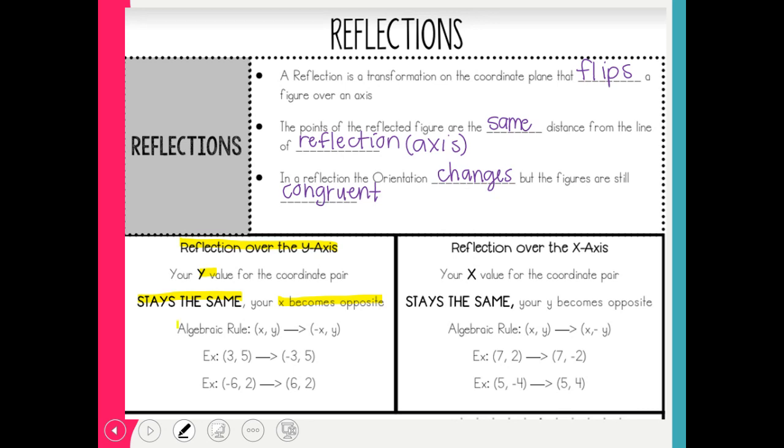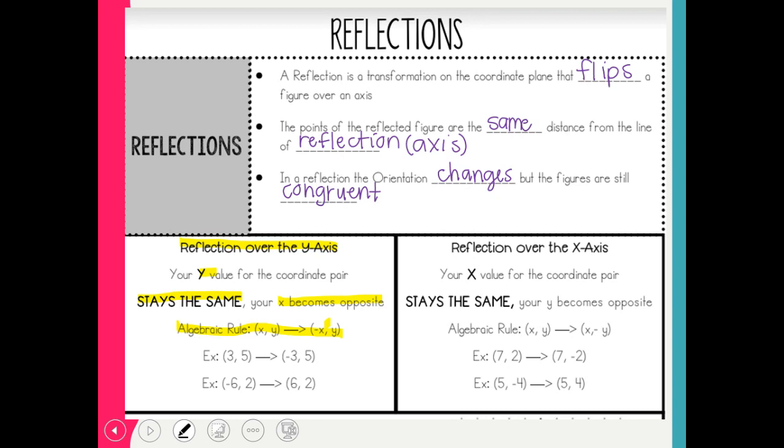So this is our rule right here for reflecting over the y-axis. We start with (x, y), and then our x becomes opposite. Do you see how the x has a negative symbol right in front of it? So for example, if I have (3, 5), then my 3 would switch to negative 3 and my 5 would stay the same. Or if I have (-6, 2), my -6 turns to positive 6 and my 2 stays the same. So we're not changing the numbers, we're just changing the sign in front of the numbers.